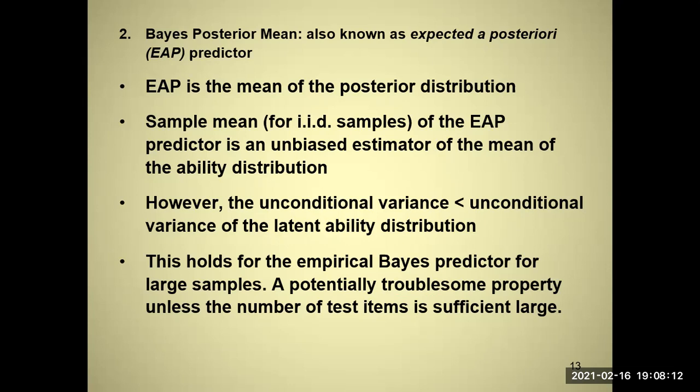This holds for the empirical-based predictor for large samples, a potentially troublesome property unless the number of items is, again, sufficiently large. So again, people keep talking about sample size. It's not sample size. In this case, the real issue is the number of items, which explains why in some large educational testing programs, there are a large number of items. When you start using some of these approaches with a smaller number of items, we have a whole new issue to deal with here.